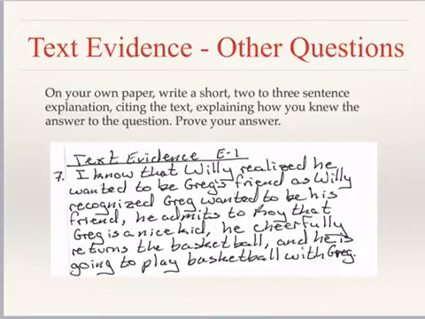We can't circle, underline, or highlight all of that. So what do we do? We're going to shorten it and write it down. Here's an example. You wouldn't have to write this word for word, but this is how I use the example: I know that Willie realized he wanted to be Greg's friend because Willie recognized Greg wanted to be his friend. He admits to Roy that Greg is a nice kid.